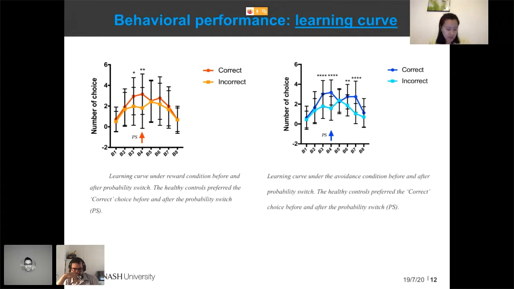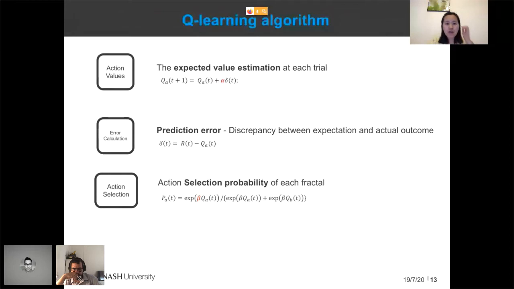How about the computational process underlying this learning? In order to answer this question, we fitted a model to the participants' behavior data. The Q-learning model is a standard model used in such learning tasks, which consists of three components. Firstly, the action value component updates the expected value, which equals the expected value of the last trial plus the learning rate multiplied by the prediction error. Then the prediction error calculation gives the discrepancy between participants' expectation of the choices and the actual outcome.